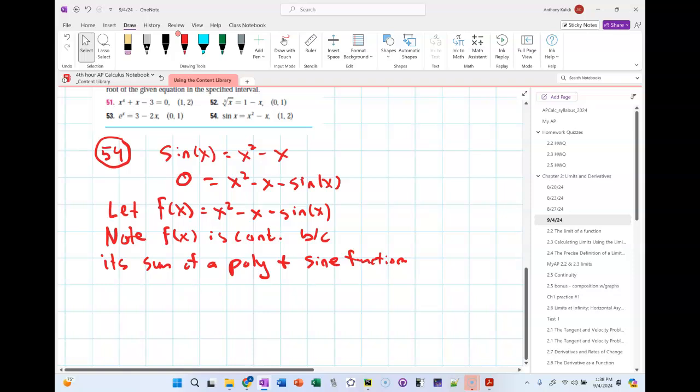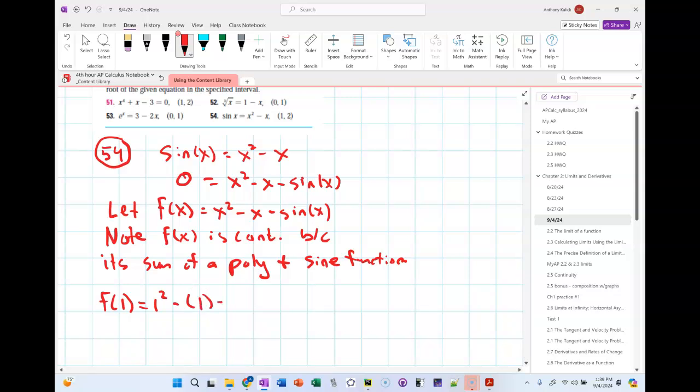Next, what I need to do is find a y-coordinate that's negative and a y-coordinate that's positive on that interval from 1 to 2. So if I do f of 1, so I can say that. Now, what's sine of 1 without your calculator? Don't give me a number. Is it positive or negative?